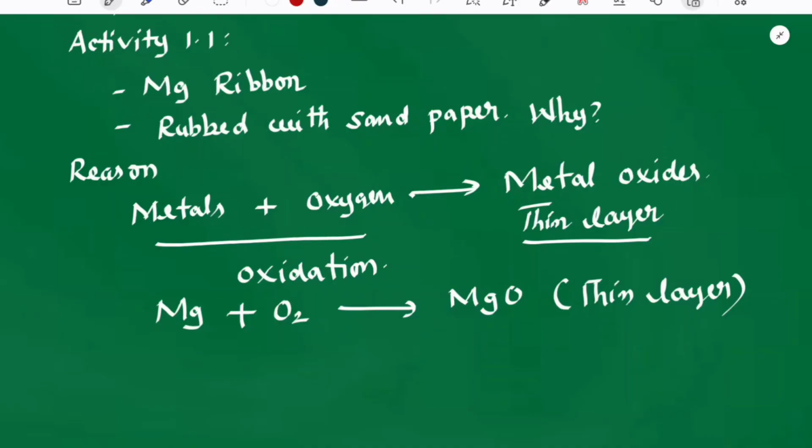This is the reason. From the exam point of view also, they will ask why we rub with sandpaper on the surface of the magnesium ribbon before burning. What is the reason? Generally, the magnesium ribbon is oxidized to form a magnesium oxide layer on its surface. So it is already oxidized and further oxidation is not possible. Because of this reason, we rub the surface of the magnesium ribbon.